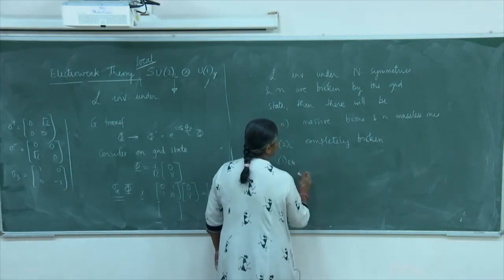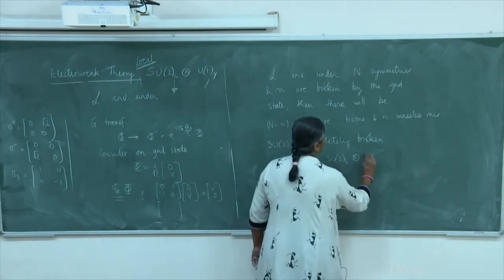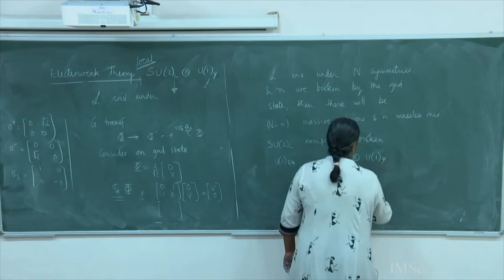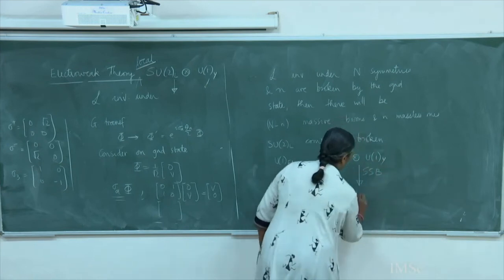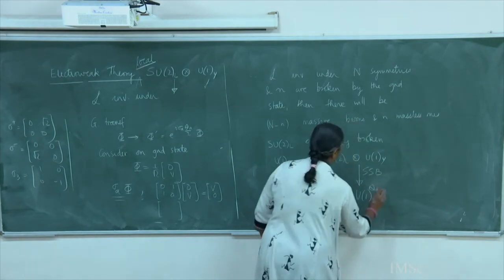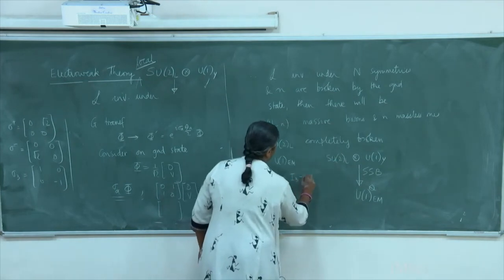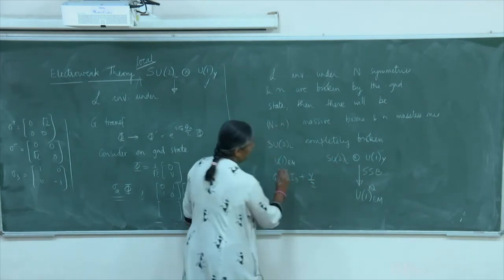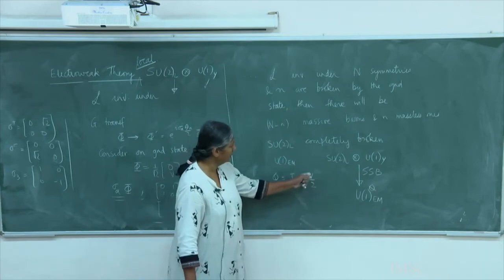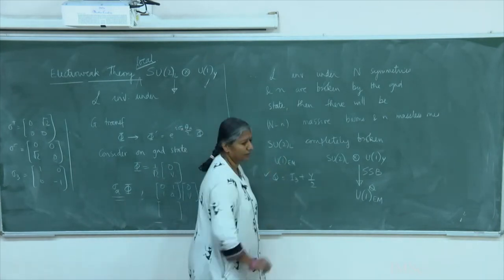So what you will have is that SU2L cross U1Y breaks through spontaneous symmetry breaking to U1 electromagnetic, or you can call it U1Q, and that is why you have the combination. So isospin is broken. This is not a good quantum number, but the charge is a good quantum number.